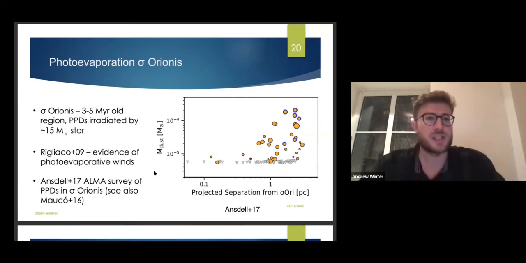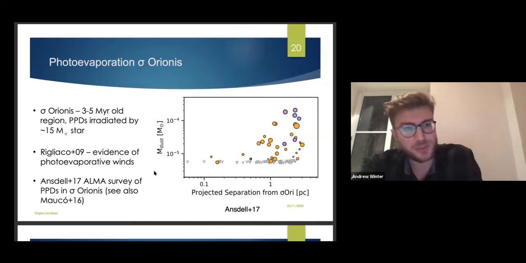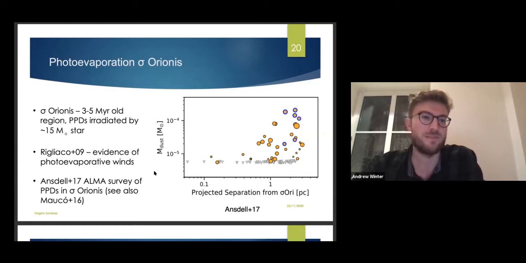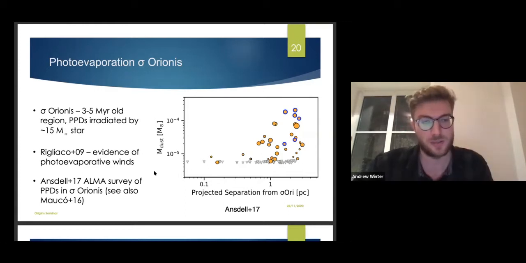There's another region in which there's clear evidence of photoevaporation. So I'm going to talk a little bit about Sigma Orionis. Sigma Orionis is a bit older. It's a 3 to 5 million year old region, and the protoplanetary disks are irradiated by about a 15 solar mass star, so a slightly smaller, lower mass star.